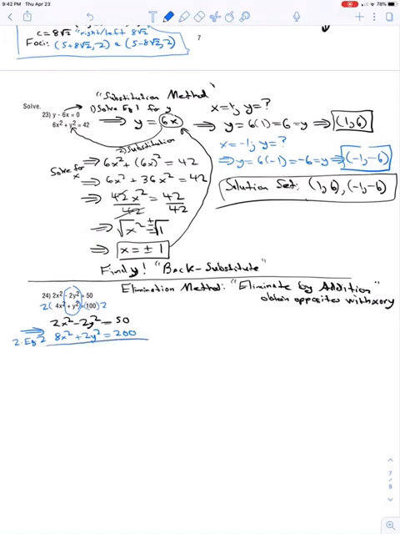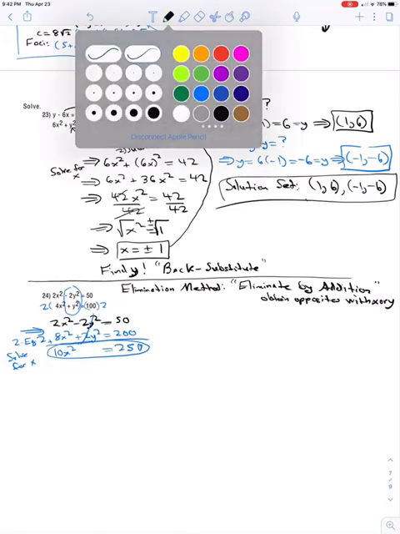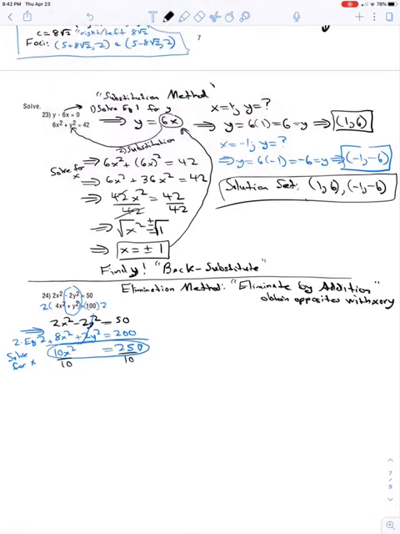And now what happens when we add them? We get a total of 10x squared. Y squared is eliminated. And we get 250. So I get 10x squared equal 250. So my resulting equation is an equation of one variable. So now we can go solve for x. Let's divide our 10 out on both sides. So x squared is equal to 25. As we take the square root, remember plus or minus, we get x equal to plus or minus 5.